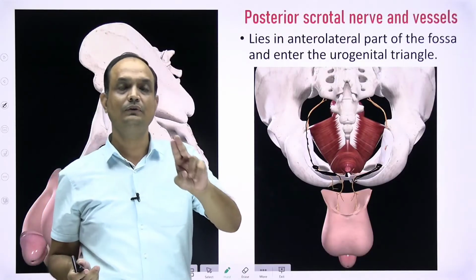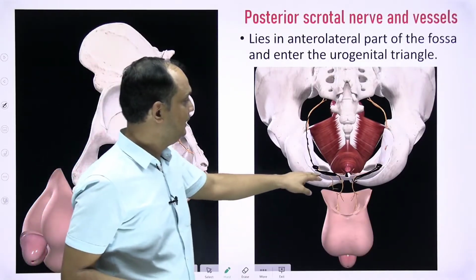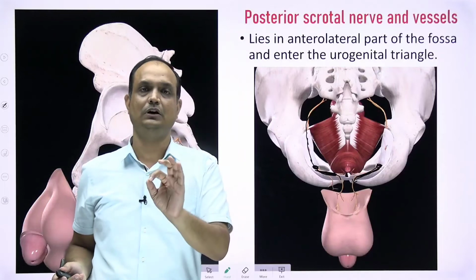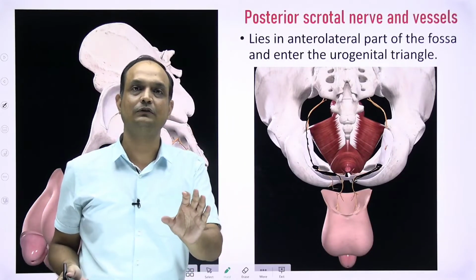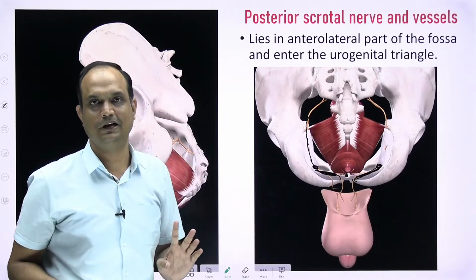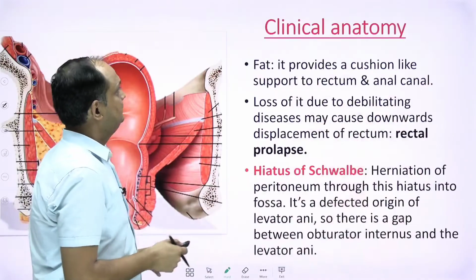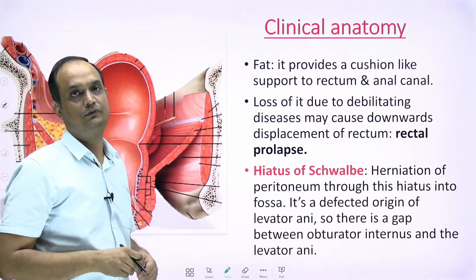So there is a confusion. What is the confusion? The nerve name is posterior scrotal nerve, but what is the part of the fossa? Anterior part of the fossa. Clear? Then what is the clinical use of the ischioanal fossa?